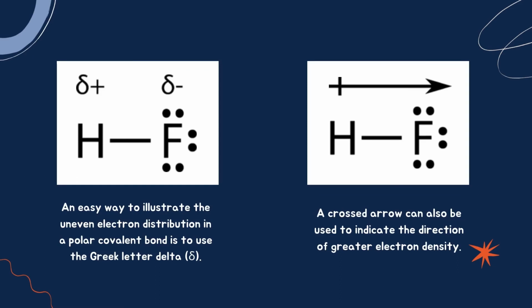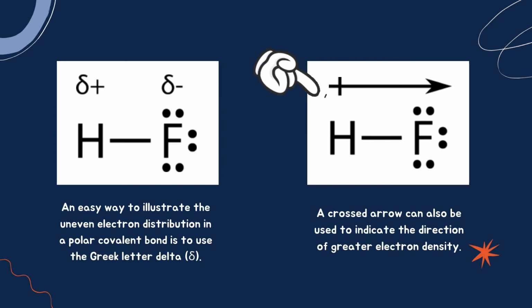An easy way to illustrate the uneven electron distribution in a polar covalent bond is the use of the Greek letter delta. The atom with the greater electronegativity acquires a partial negative charge, while the atom with the lesser electronegativity acquires a partial positive charge. The delta symbol is used to indicate that the quantity of charge is less than 1. A cross arrow can also be used to indicate the direction of greater electron density.